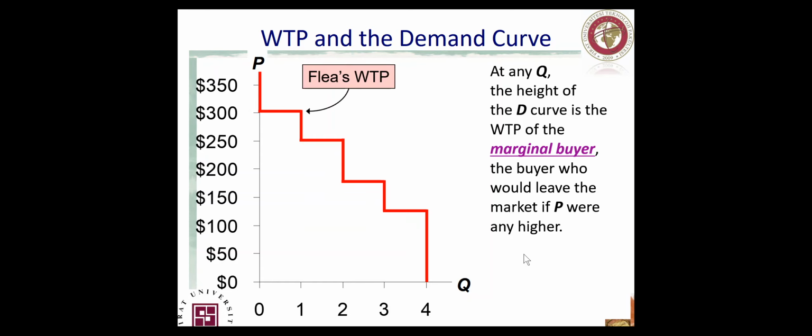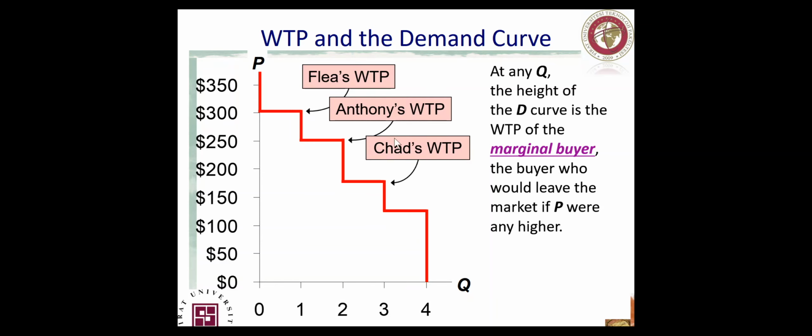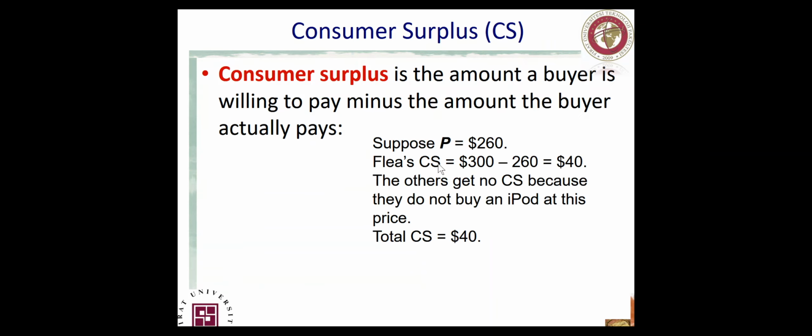This is the willingness to pay for Flea. So this is the marginal price for Flea. If I ask about the marginal price, you say 300 for Flea, also 250 for Anthony, and so on. Okay.